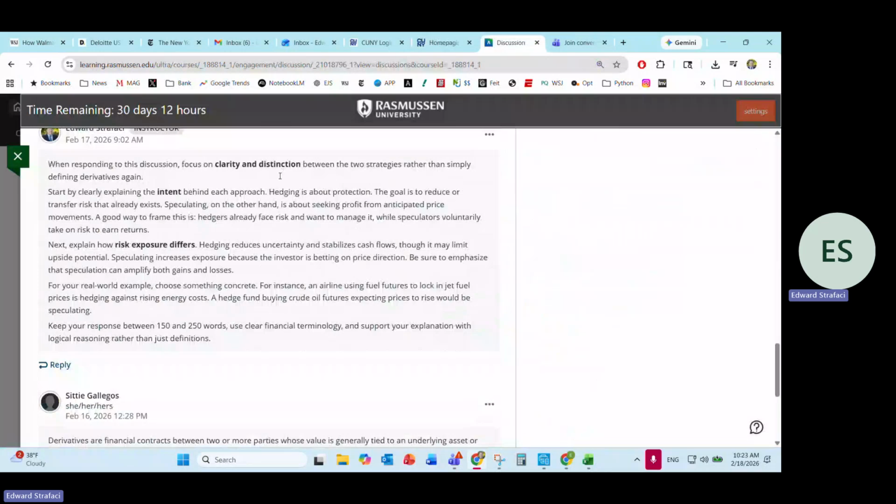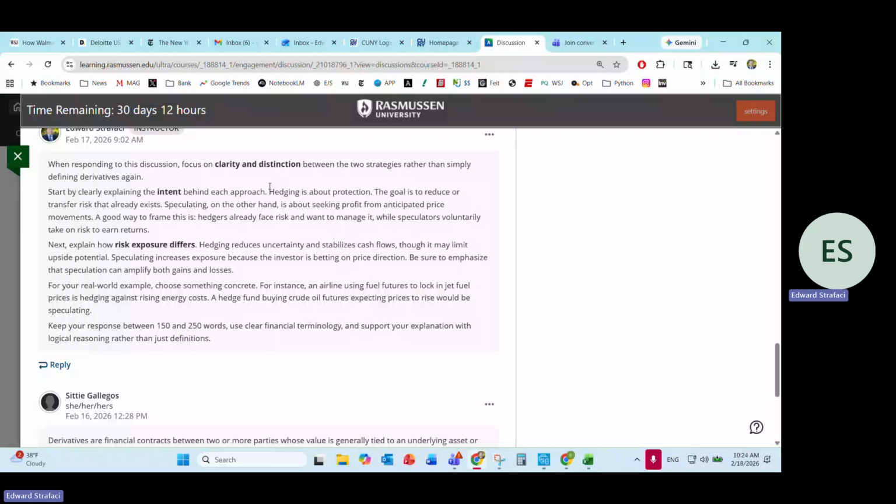Start by clearly explaining the intent behind each approach. Hedging is about protecting your profits. The goal is to reduce or transfer risk that already exists. Speculating, on the other hand, is about seeking profits from price movements. So speculators try to make money, hedgers try to protect what they own. A good way to frame this is hedgers already face risk and want to manage it, while speculators voluntarily take that risk on. Someone has to. That's how economics works. If somebody wants to manage their risk, they have to find somebody who wants to take that risk.